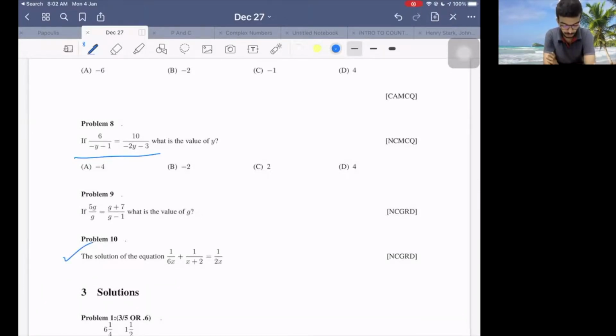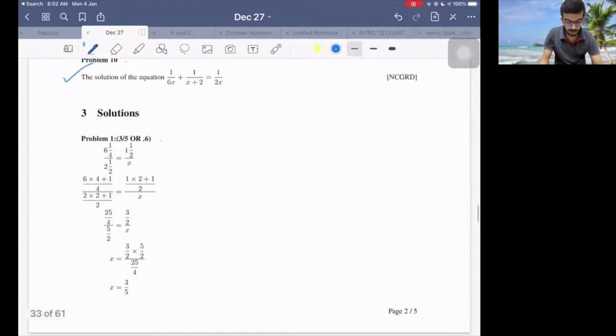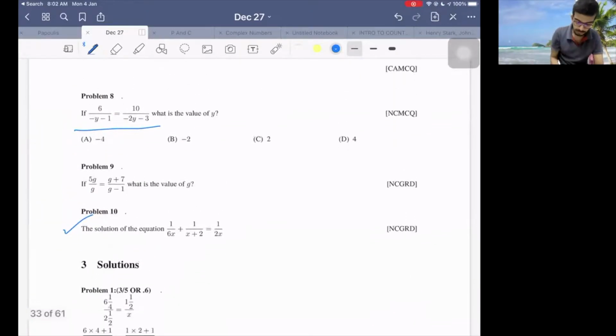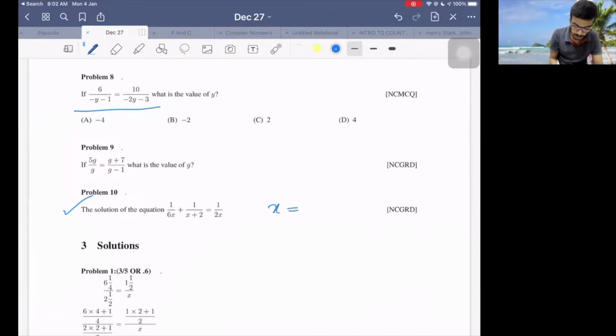The solution of the equation 1 by 6x plus 1 by x plus 2 is equal to 1 divided by 2x. So again, when you see the question, you have to immediately write what? Your x cannot be 0, x plus 2 cannot be 0, which means x cannot be 0 and x cannot be minus 2.